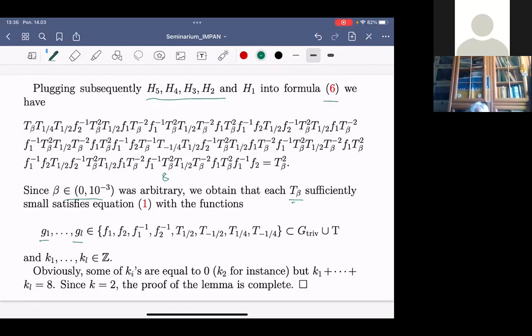And also regularity of these functions, we had a lot of freedom in defining the regularity. So it could have been smooth, it could have been piecewise-affine, whatever. And this completes the proof of this lemma. This completes the proof of the whole theorem. And this is the end of my talk.